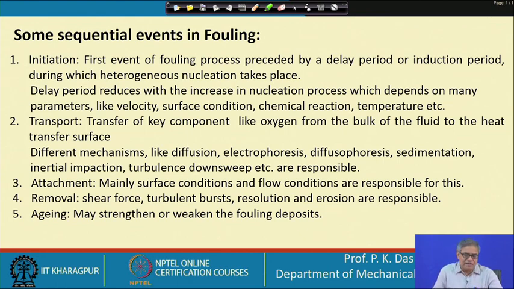So, in many cases, what is needed? The first event of fouling is heterogeneous nucleation. Heterogeneous nucleation, because it will not take place everywhere; it has to take place for the fouling to be effective. Effectively, there could be fouling if this nucleation takes place on the solid surface. When the nucleation is taking place on the solid surface, this is called heterogeneous nucleation. So, heterogeneous nucleation, in many cases, is the inception of the fouling.